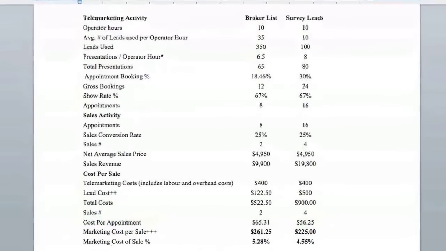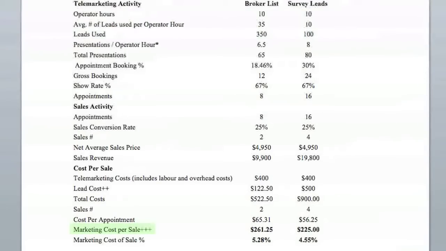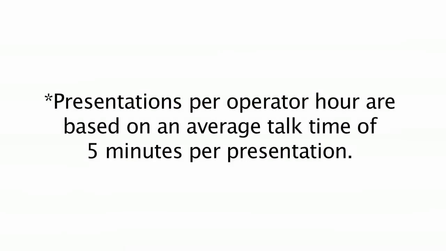$56.25. So marketing cost to sale comes in at $261.25 and $225 for the opt-in survey leads. Marketing cost to sale percentage is just a little over 5.25% for the broker's list leads, but just about 4.55% for the opt-in survey leads. Presentations per operator hour are based on an average talk time of about 5 minutes per presentation.